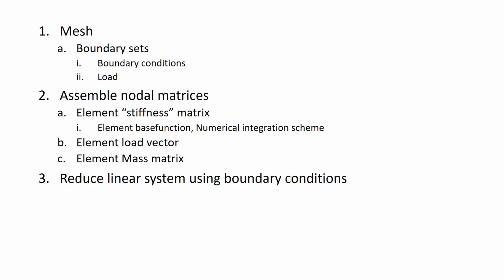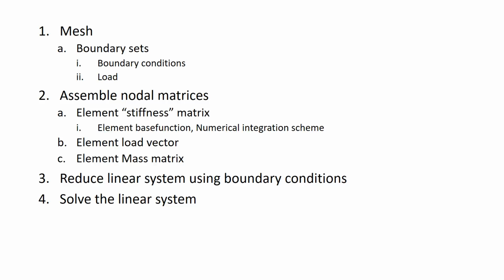What we now need to do is reduce the linear system. That means we apply the boundary conditions, and we either calculate the loads from the boundary conditions, or we just reduce by removing the equations that are not needed in order to get a reduced linear system that is solvable. Once we have this reduced linear system, we can solve it in order to get our output, our solution field.